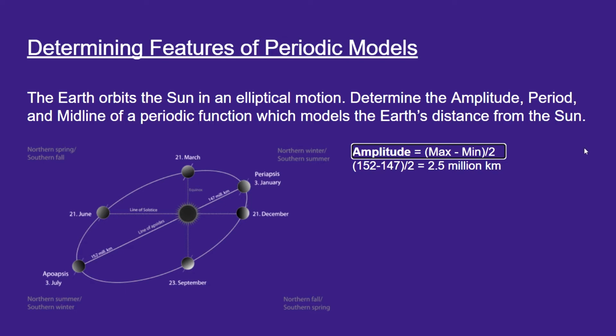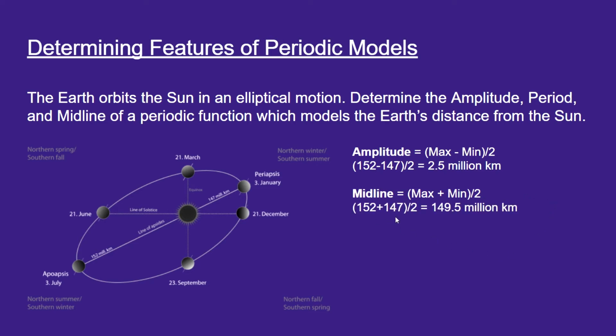All right. Now that we found amplitude, next I'm going to find midline, because it has another easy formula. In fact, you'll find that amplitude and midline tend to be the easiest ones to figure out, because if you know the maximum and minimum, it's as simple as plugging them into the formula. So how do I find midline? Well, that was the average. I take the maximum, add the minimum, and divide by 2. So 152 plus 147 divided by 2, and if you do that calculation, you will get an average of 149.5 million kilometers.